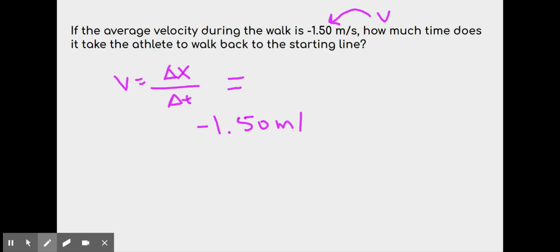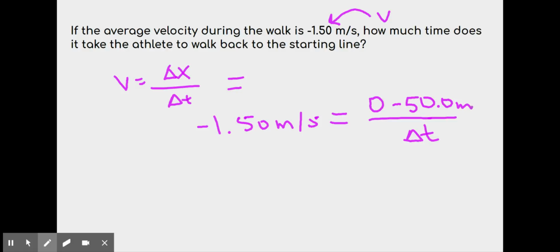1.50 meters per second. And number 2, we know what the displacement is, because it says, how much time does it take the athlete to walk back to the starting line? So that means the athlete is down at the 50-meter mark. If he walks back, his final position is going to be 0, and his initial is going to be 50, and we do not know the time.